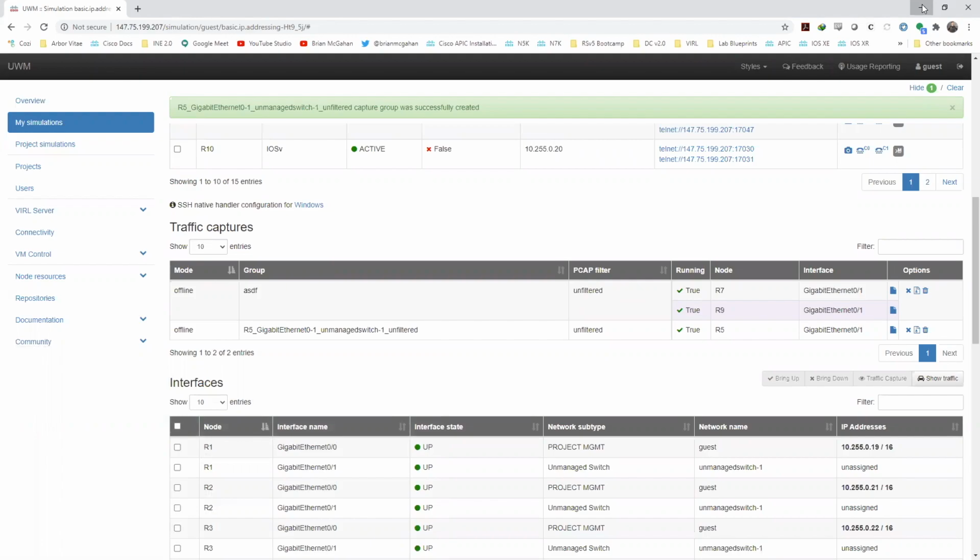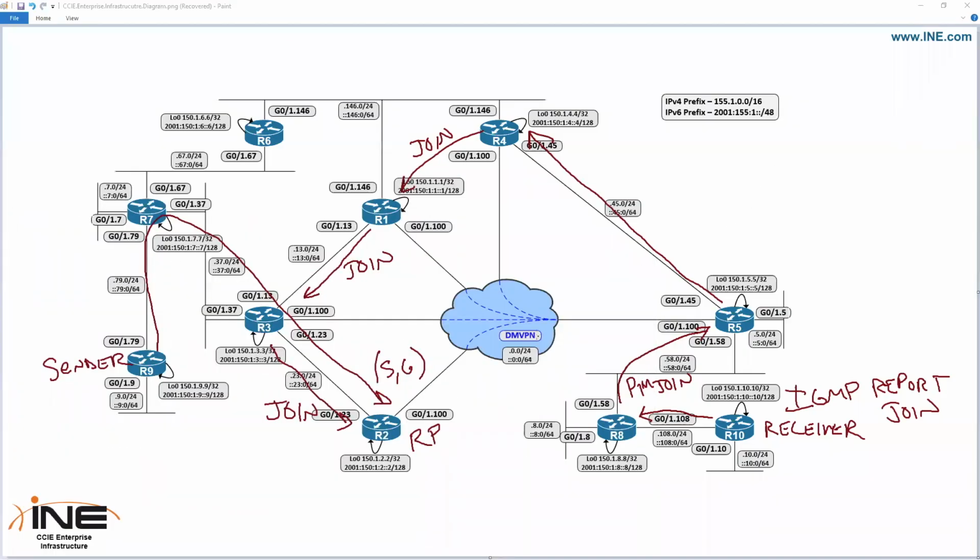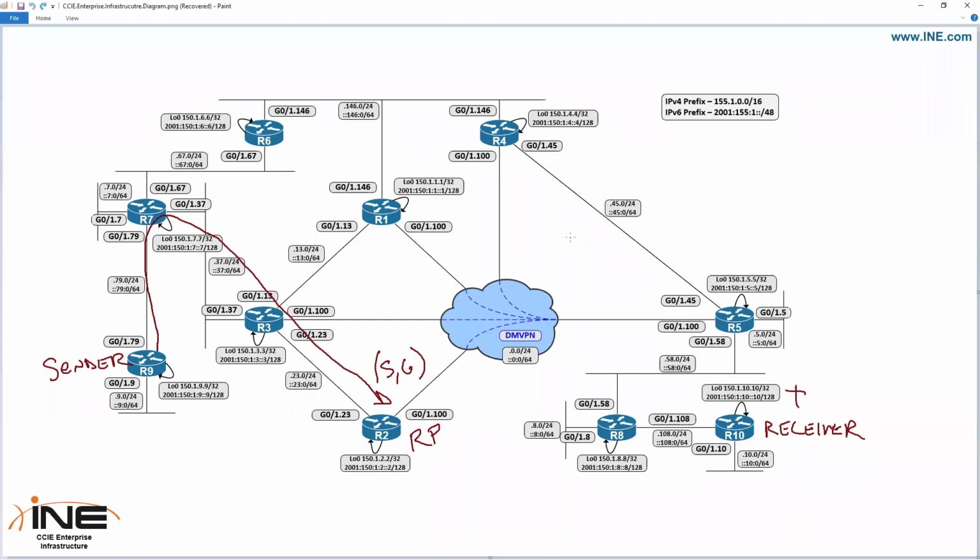Okay, so let's look at this again from router 10. And now that we've modified our IGP metrics, we should send the IGMP message to router 8. 8 is going to send the PIM message to 5. 5 is going to send the PIM message to router 2.